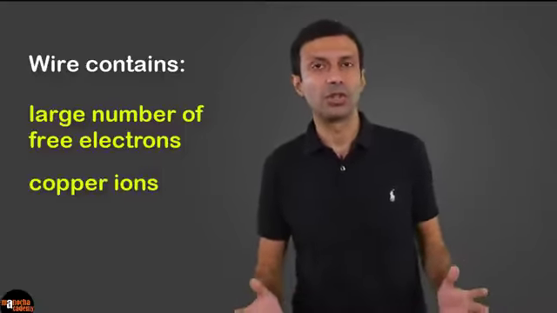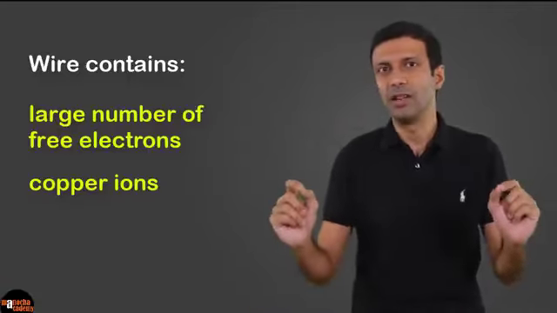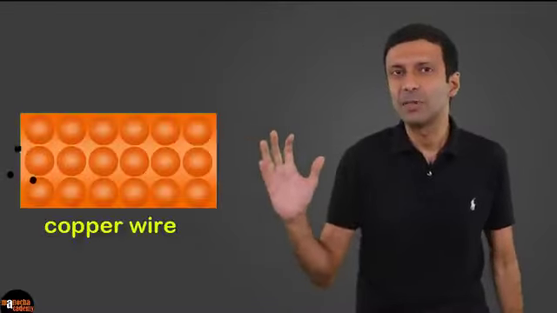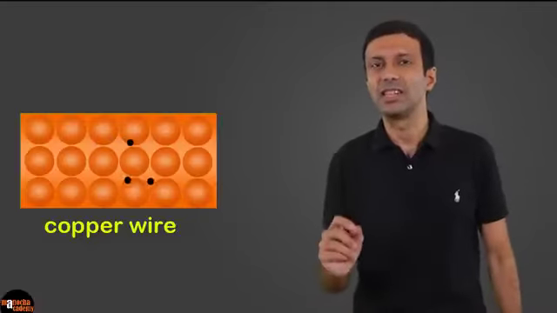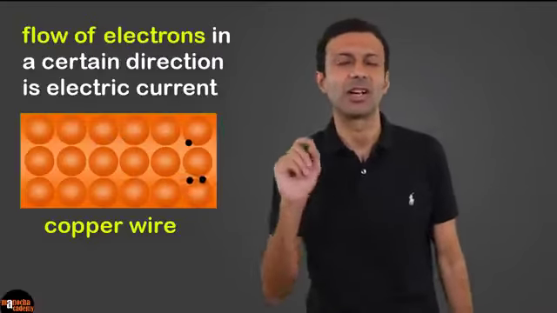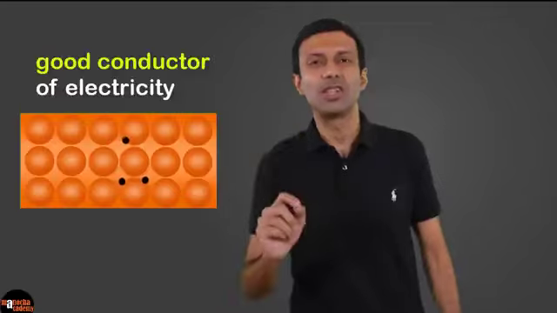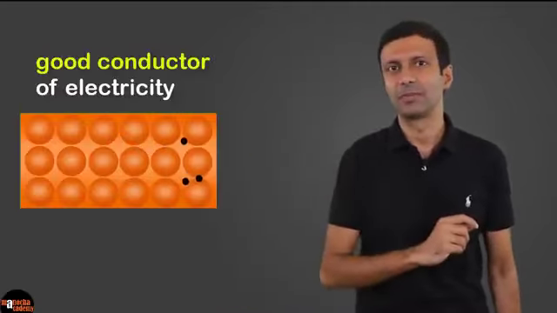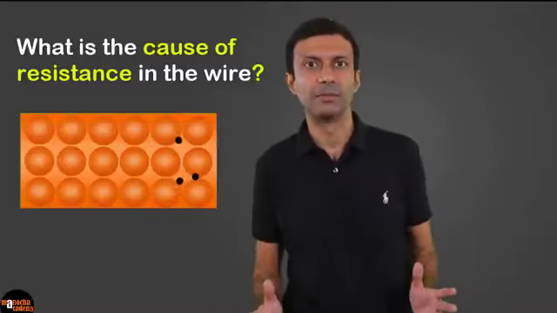Now, when voltage, or what we call as potential difference, is applied across the wire, these free electrons move in a specific direction. And this flow of electrons in a certain direction is called electric current. The wire has a huge number of free electrons. That's why it's a good conductor of electricity. So the flow of electrons in a certain direction is electric current. But what is the cause of resistance in the wire?